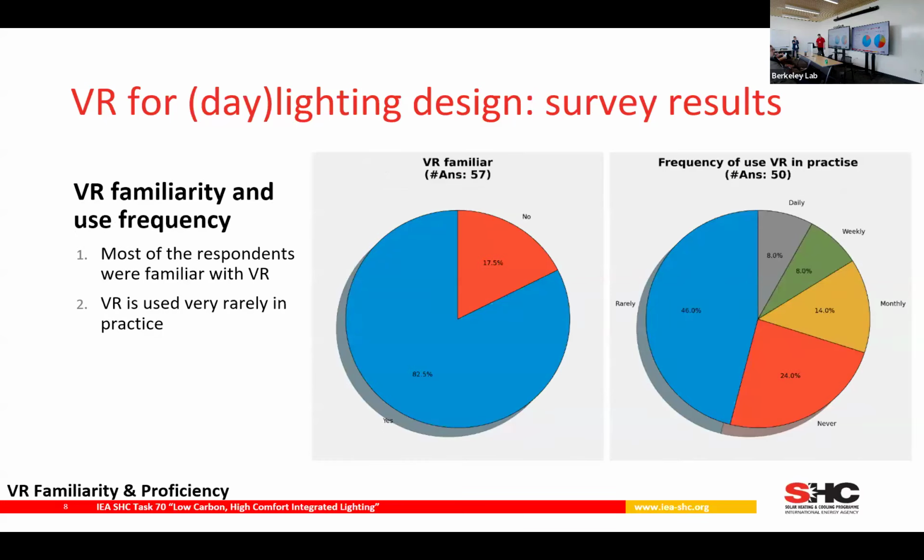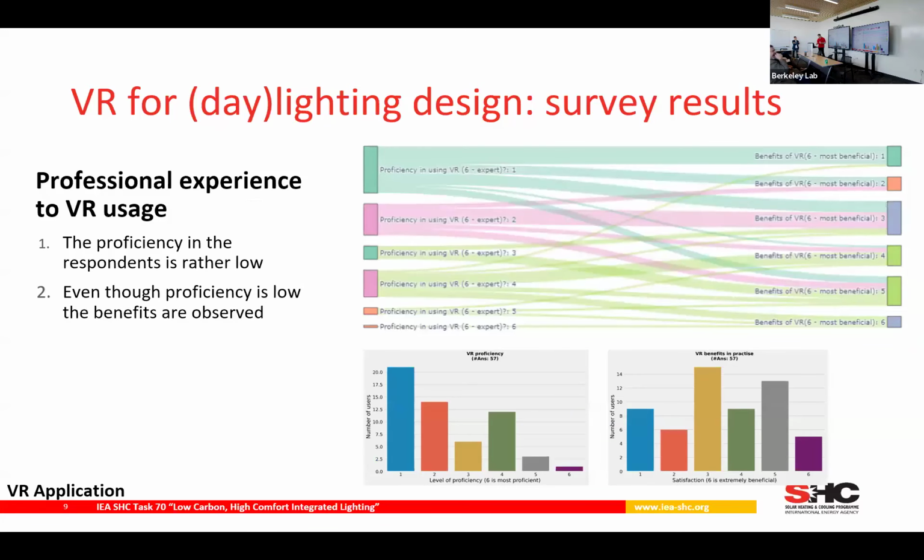So what we can see, most of the respondents actually touched the topic of VR. They are familiar, but they don't use it too much in practice yet. And here we can see a comparison between the proficiency of using VR. On the left, you have the proficiency of using VR from 1 to 6, where 6 is expert. And on the right, you can see the benefits that they see, if they see anything.